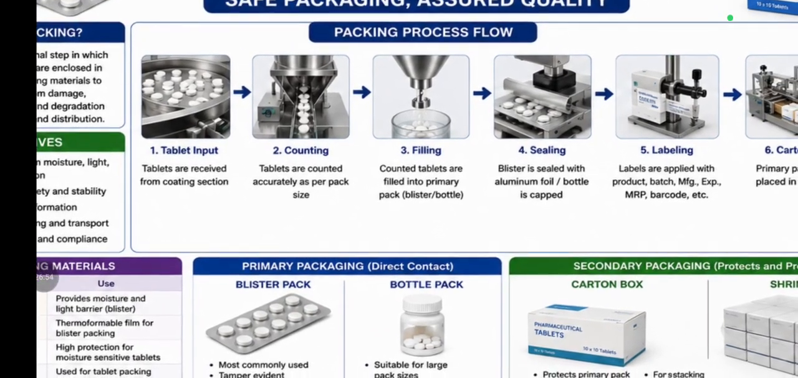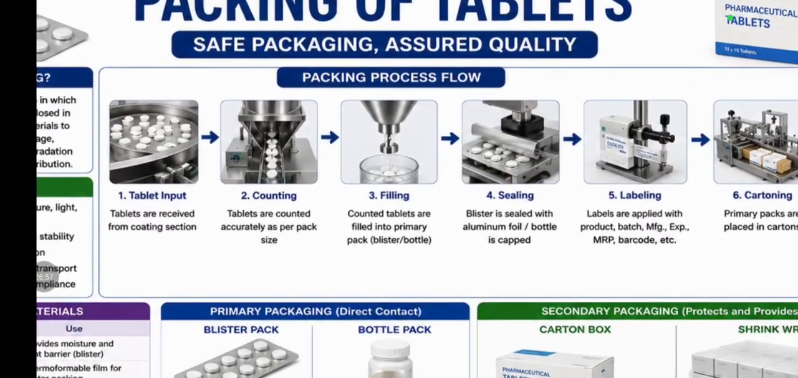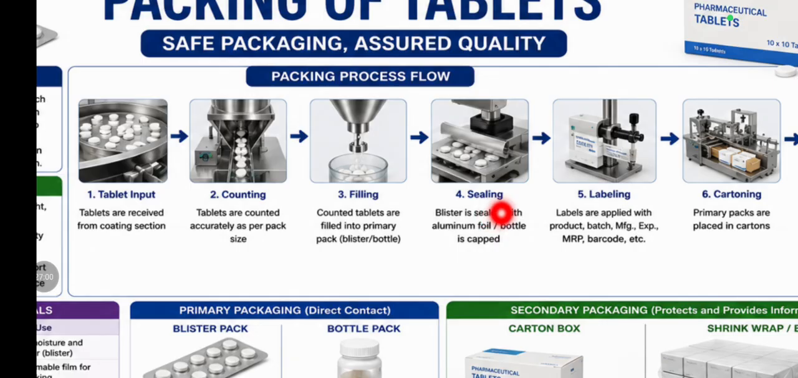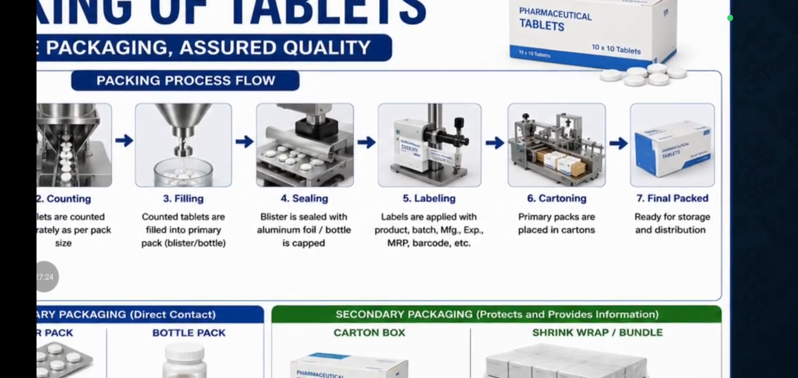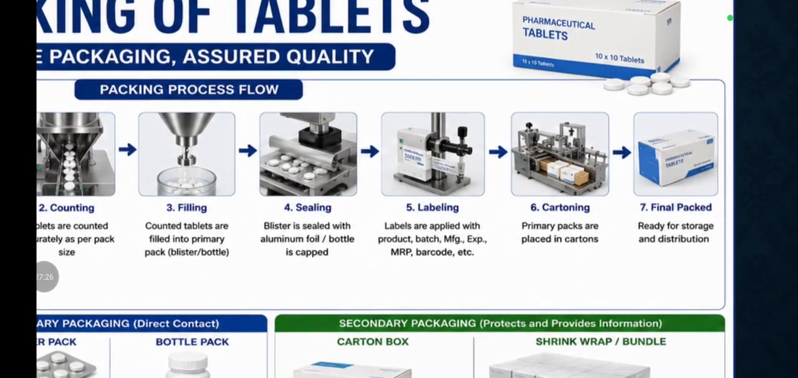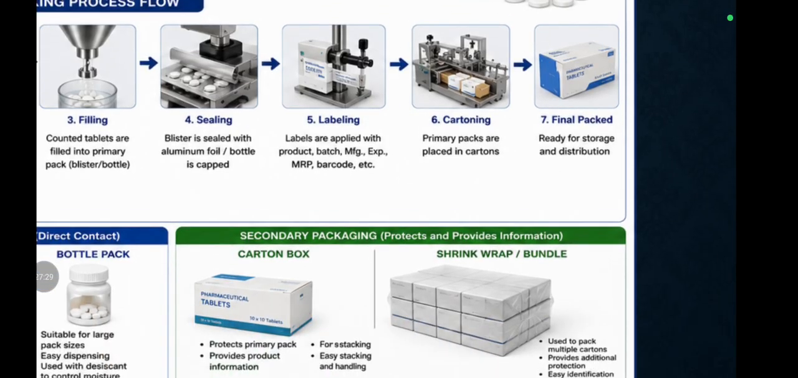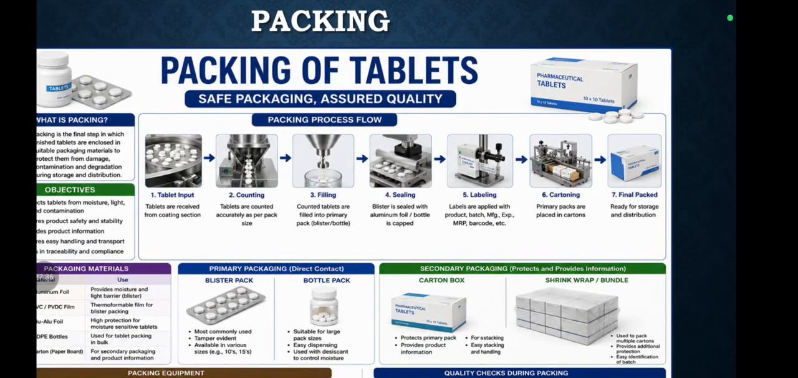After completion of filling, it goes towards sealing. The blister is sealed with aluminum foil, and the bottle is capped. After sealing, it goes towards labeling. Nowadays in industry, robotic labeling systems are available. The label is applied with the product name, batch number, manufacturing date, expiry date, MRP, barcode, etc. After labeling, it goes towards cartoning. Primary packs are placed in cartons, and after that it is the final pack, ready for storage and distribution. So this is a simple packaging process.